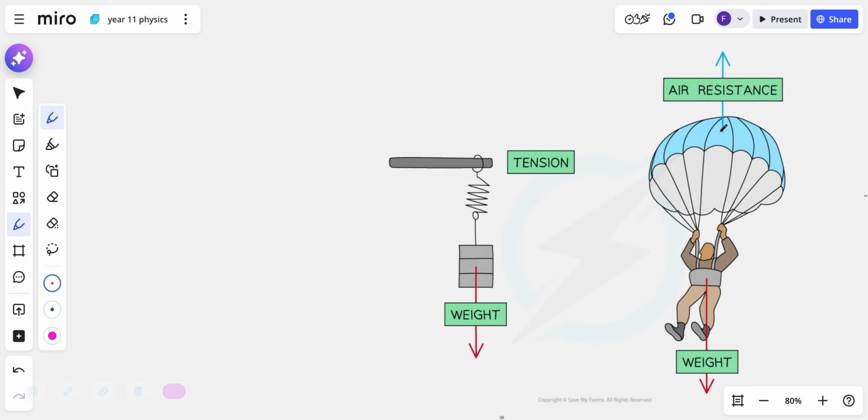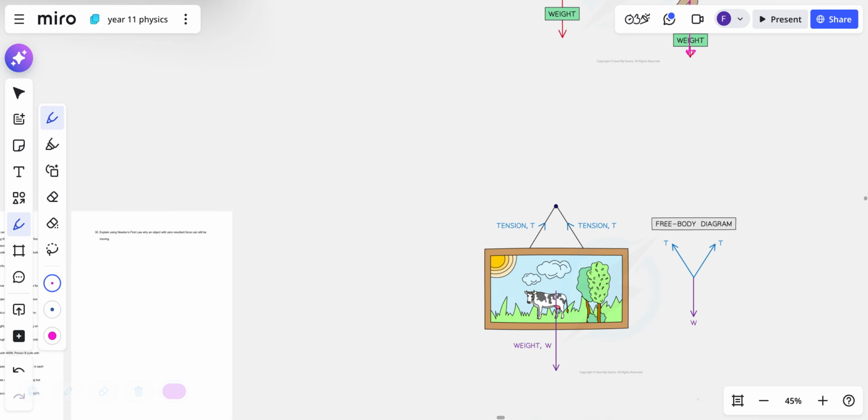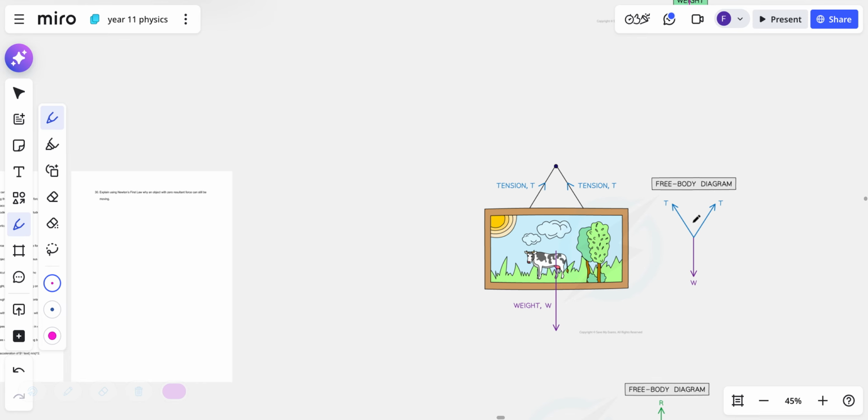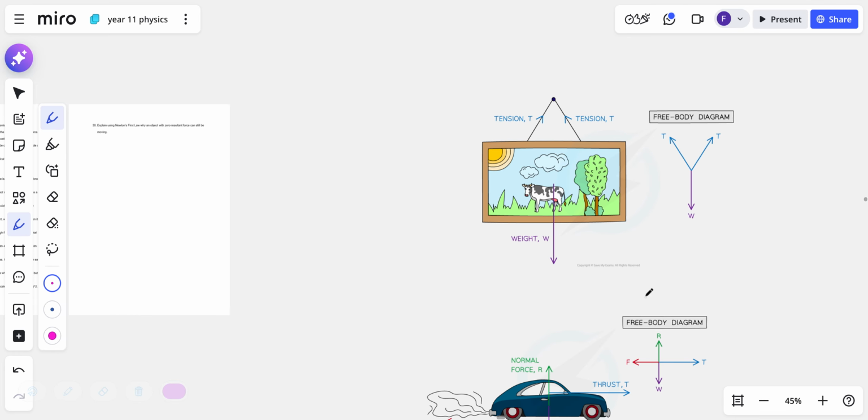Air resistance, this is a parachute. The air resistance is applying a force upwards, and this person's weight is a force downwards. And they're not picking up speed, they're falling at a gentle speed. All right, let's pick another one. Oh, that was that diagram I showed you, weight and tension.